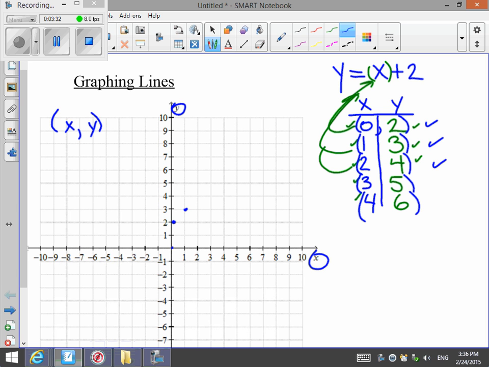When I do 2, 4, I move over 2 and up 4, so there's that one. When I do 3, 5, I'll go over to the right 3 and up 5. And lastly, over 4, up 6. And what you'll see is that is the line we've just created. In order to not confuse it with other lines, we actually write the equation of the line, and now we know that y equals x plus 2 belongs on that graph, and that's the line that shows it right there.